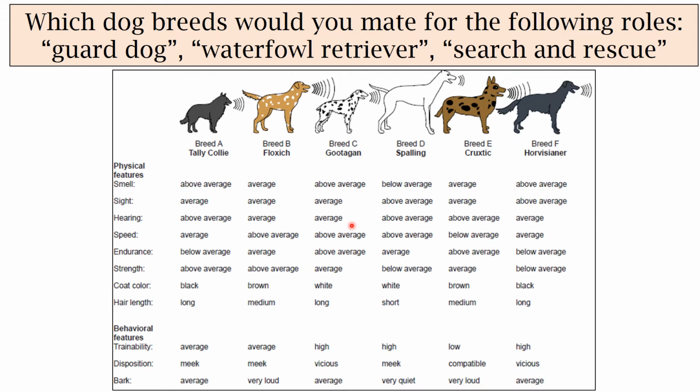And search and rescue, maybe kind of similar for that as well. Maybe hearing for them would be particularly important. Search and rescue missions might go on for a long time, so maybe endurance. So these are the things that humans will have thought about when they've bred dogs, because they'll have been bred for specific purposes.